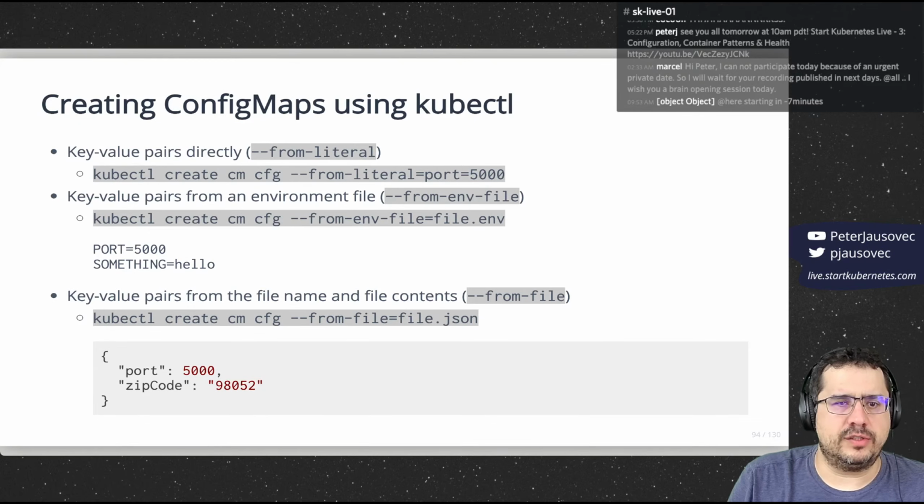Finally, you can also use the --from-file flag, and this one will create a config map from the contents of a file. In this case, we have a simple JSON file, and we can use --from-file, and we'll get that JSON configuration in the config map.